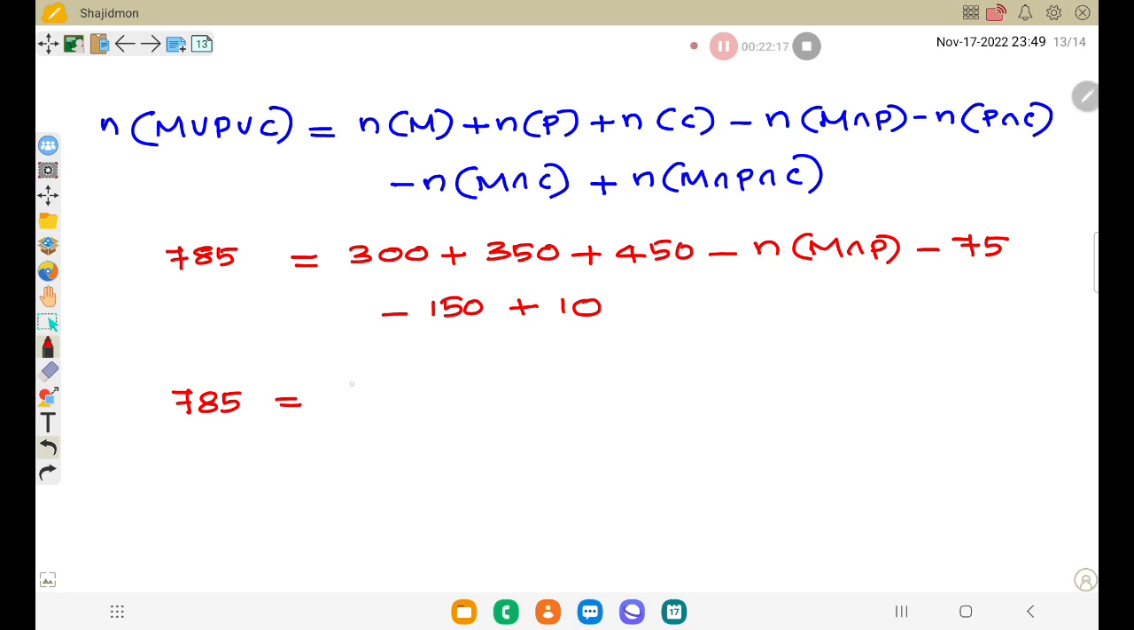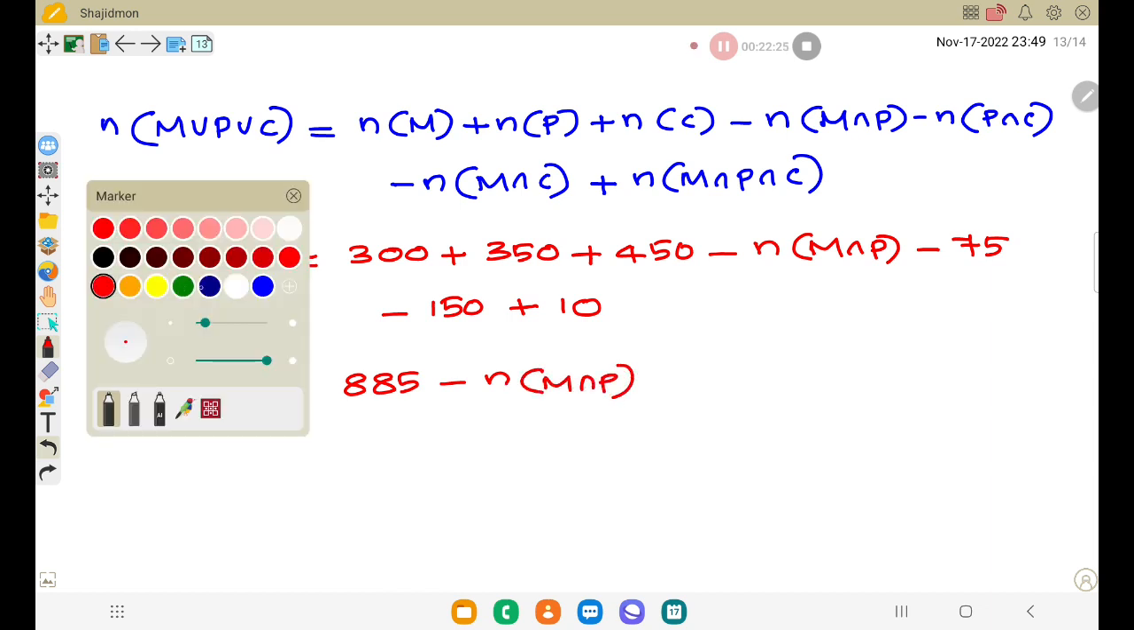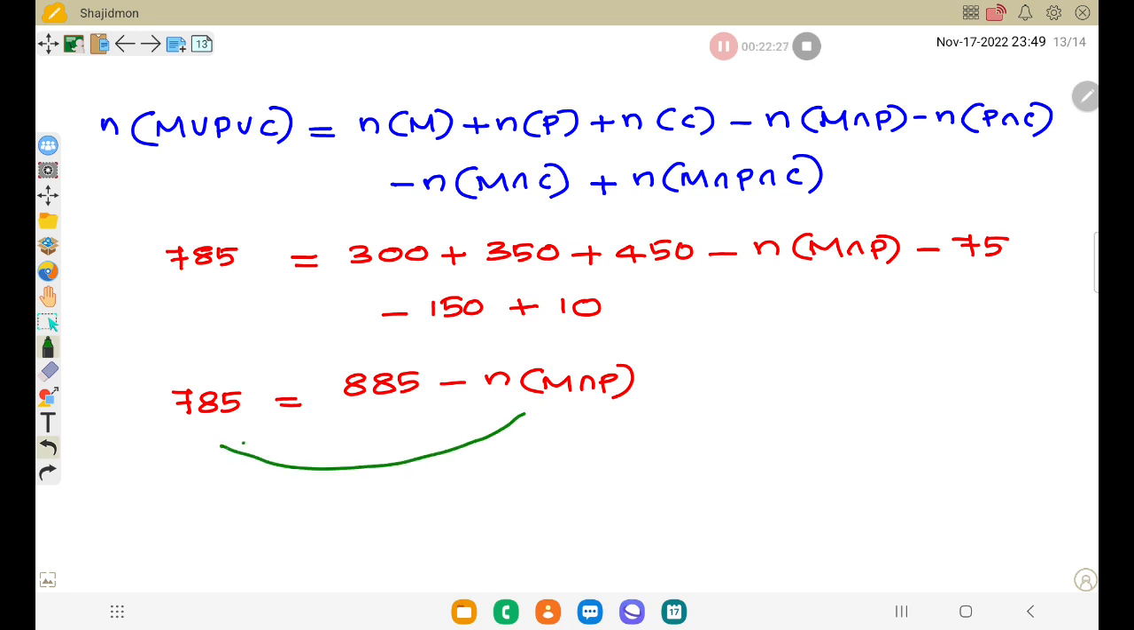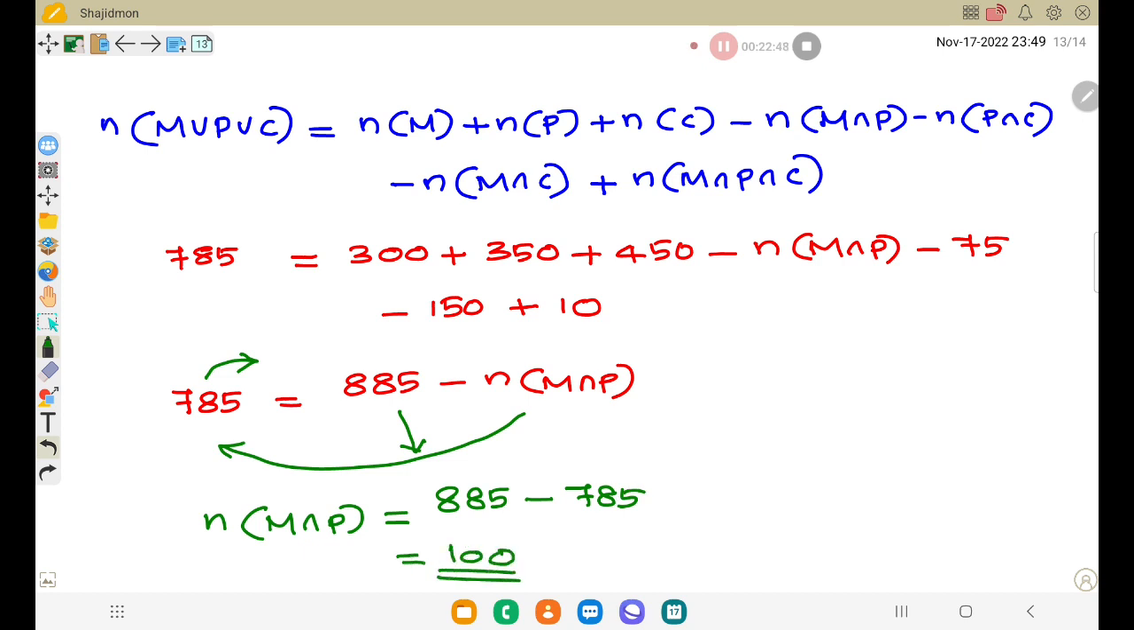Totally we get 885. So 885 minus the number of M intersection P. Now simplify and you will get the answer. Minus M intersection P, take it to the other side, because we can delete that negative sign. Number of M intersection P equals 885, and 785 taken to the next side becomes minus 785. So totally how many did we get? 100. So how many students are there in math and physics? The number of students in math and physics is 100.